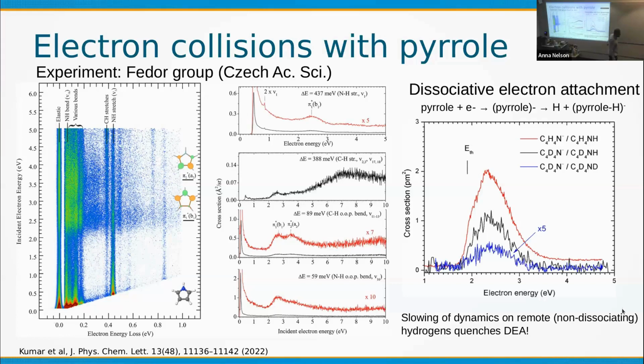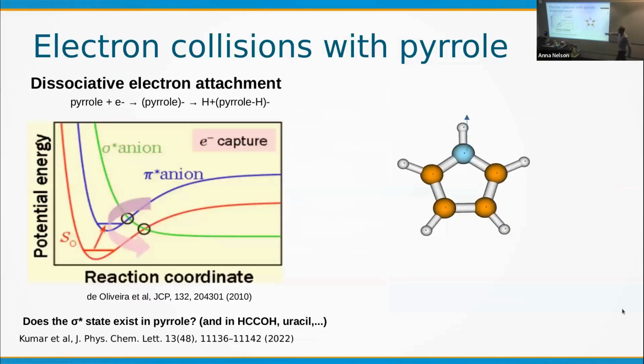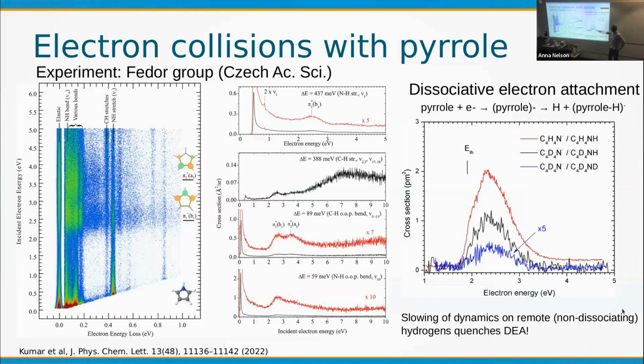But the most exciting result here is the dissociative electron attachment measurement. The red curve is showing you the measurement for non-deuterated pyrrole. The blue curve here, which has been magnified by a factor of 5, is the result for the fully deuterated molecule. So this is much smaller. The black curve is the result for deuteration of the molecule at all positions except for the dissociating one. And you can see that this is smaller by a factor of 2.